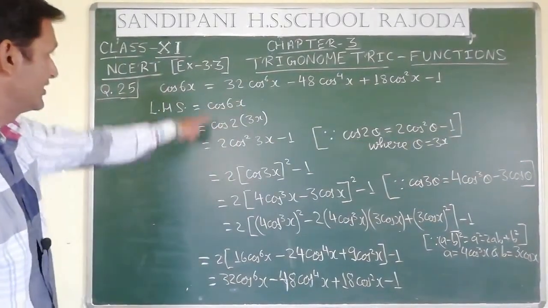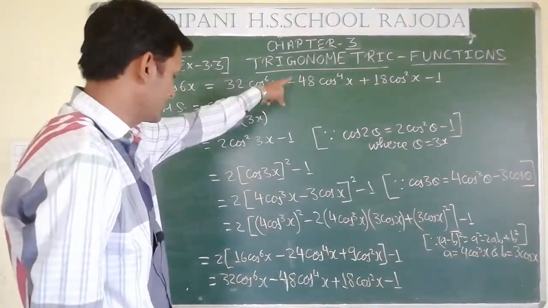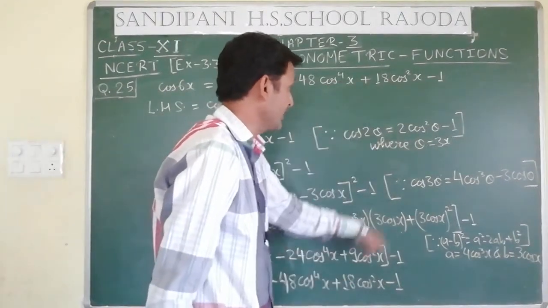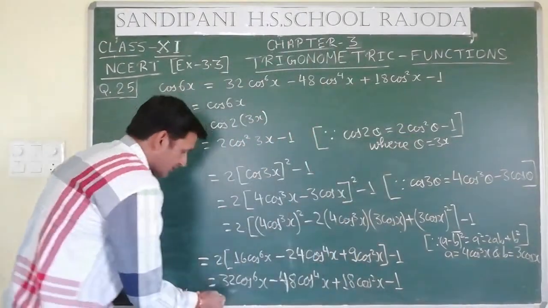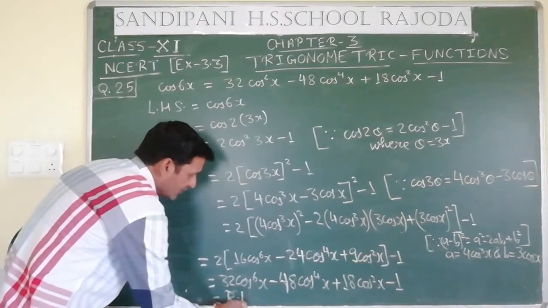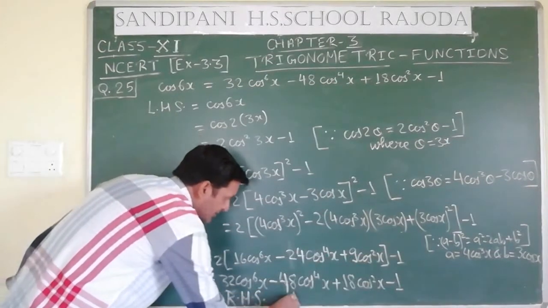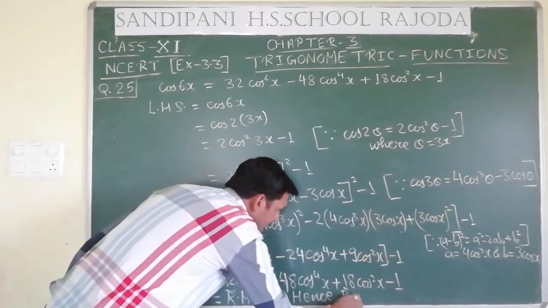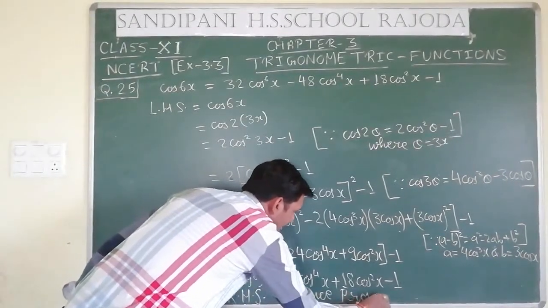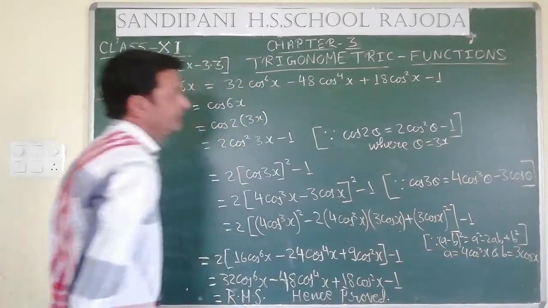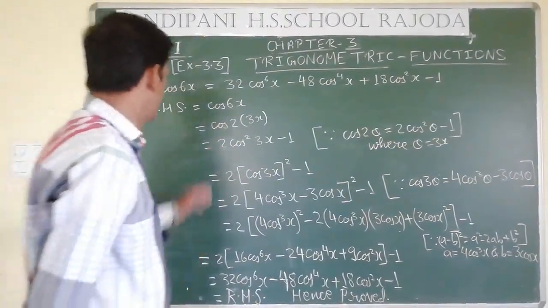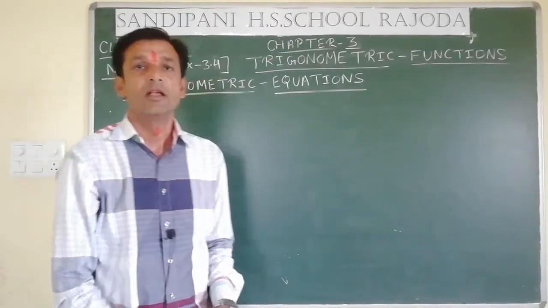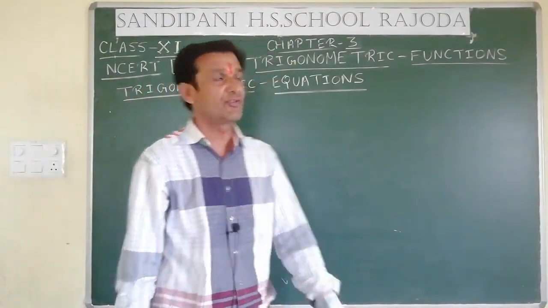See our RHS. It is 32 cos raised to the power 6x minus 48 cos raised to the power 4x plus 18 cos square x and minus 1. So it is our RHS. So we may write here hence proved. This question is over. Now our 3.3 exercise is finished.